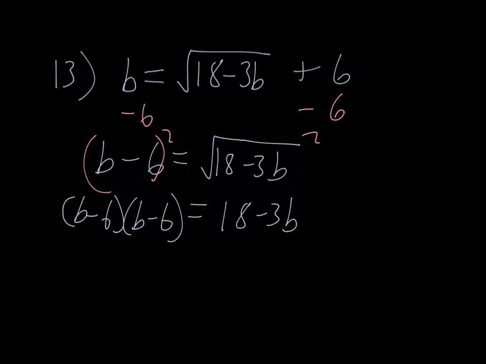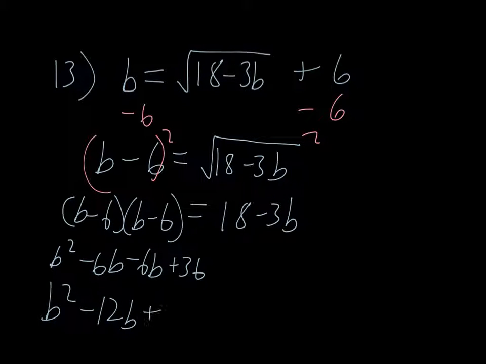Everything's fine. But over here, this is going to require double distribution. So double distribution is going to spit out b squared minus 6b minus 6b plus 36, which reduces to b squared minus 12b plus 36, and then that's all still equal to 18 minus 3b. So it's going to get crowded.